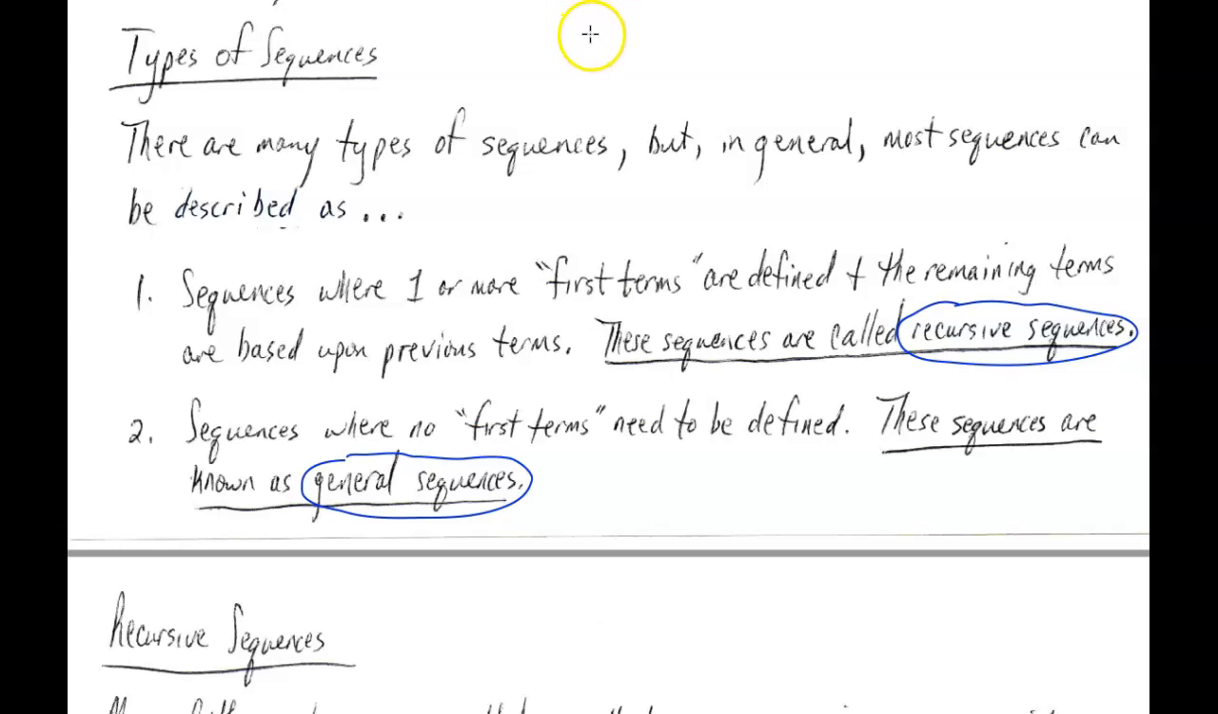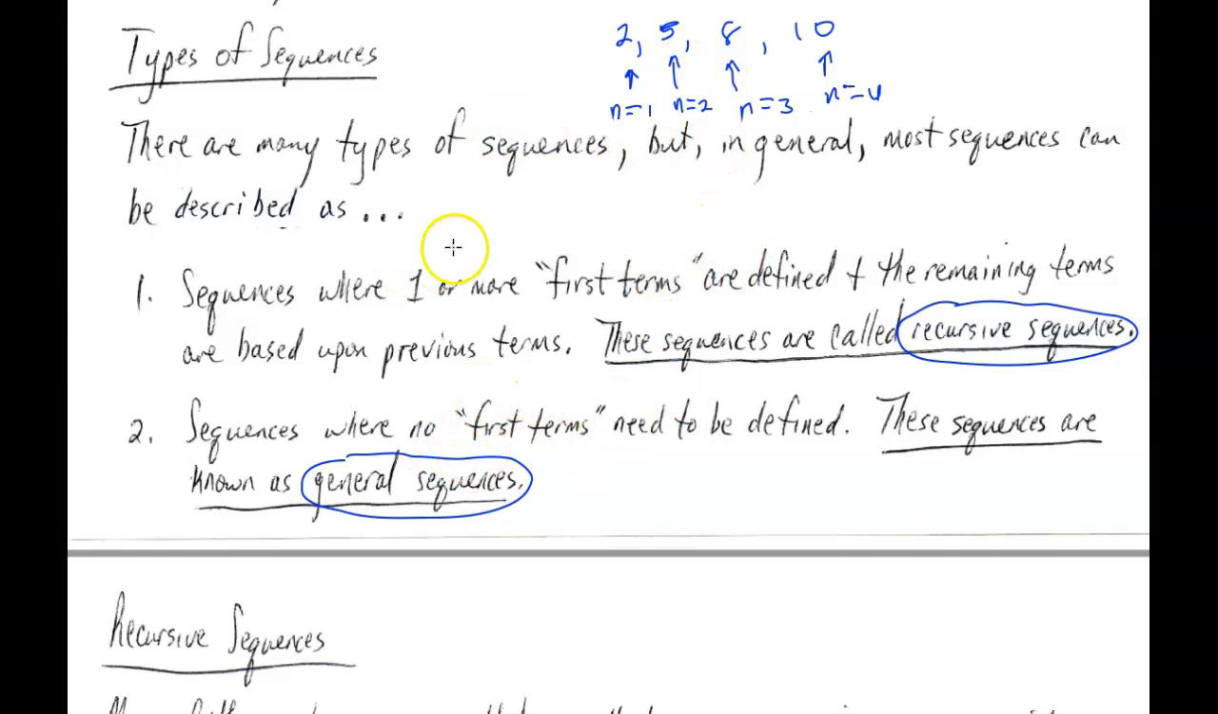So for instance, if I have the sequence 2, 5, 8, 10, this would be the first number in the sequence. So we say that's n equals 1. This is the second number in the sequence, so we say n equals 2. Third number in the sequence, n is equal to 3. Fourth number in the sequence, n is equal to 4. So on and so forth, okay?